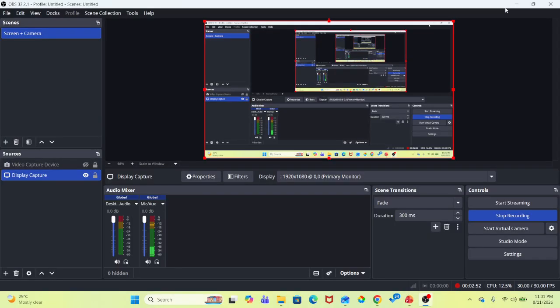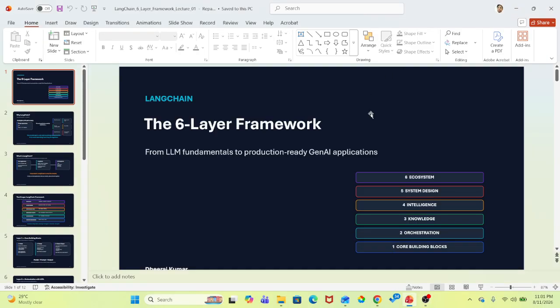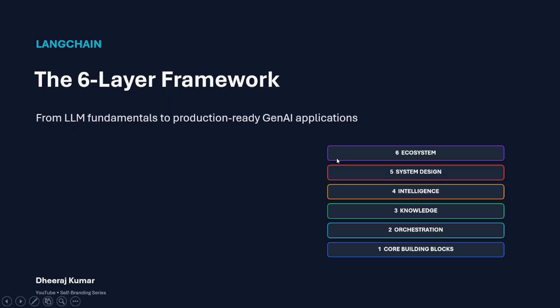So now I am switching to my screen. This is the deck that I have created. For understanding, and not only understanding but for development purposes, I have divided LangChain into a 6-layer framework, and these are the layers.